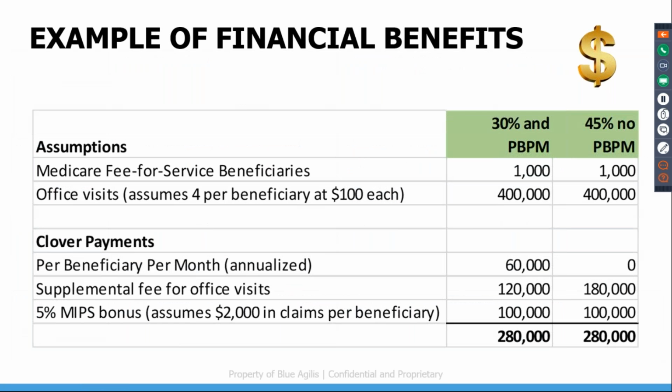And this table shows an example of potential revenue that can be earned participating in the Clover AAPM, assuming your Medicare fee-for-service patients have 4 visits a year. You may think, oh, an extra 30% or 45% per visit, but when you add it up with all your beneficiaries and then the visits, it can really make a difference in your revenue earned for these patients.